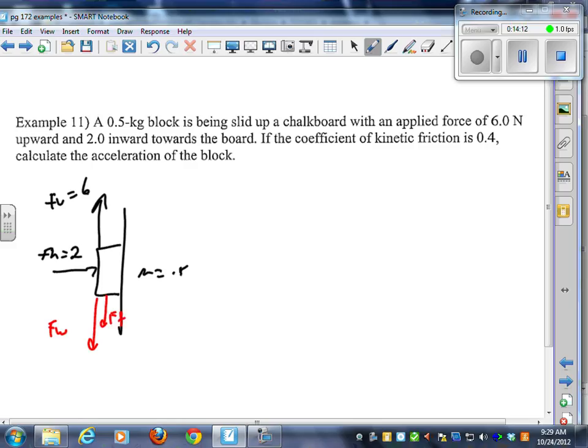Now, because I'm pushing with 2 newtons in towards the board, that means there's got to be a normal force. This really should be over here. Should be shown as a push. FH is 2, and then the normal force would have to be 2, wouldn't it? The normal force is always perpendicular to the surface. So here, the normal force is not equal to the weight force because it's a sideways kind of deal.